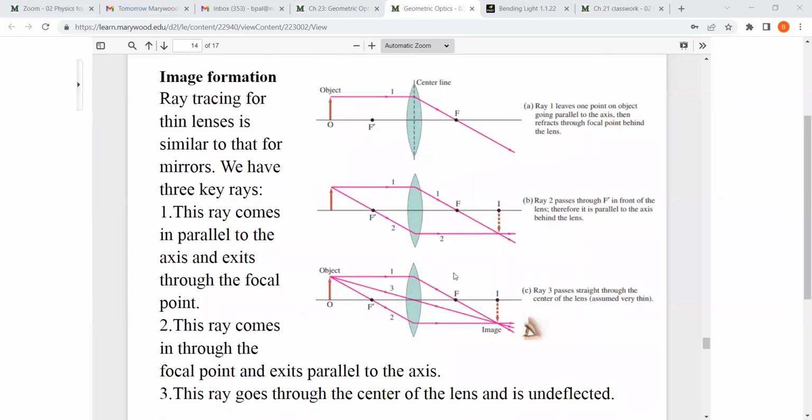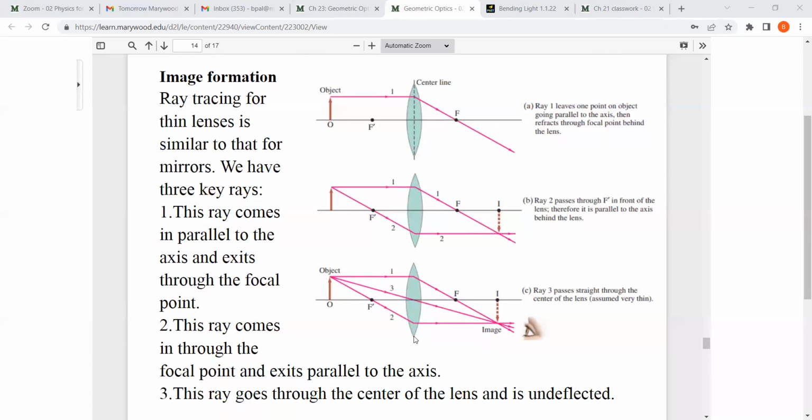Now this third one is different. Okay, so if the ray is passing through the center of the lens, it will not change the direction. So here you see that it is passing through the center. So this is the center and there is no change in the direction. Okay, so here you see that.